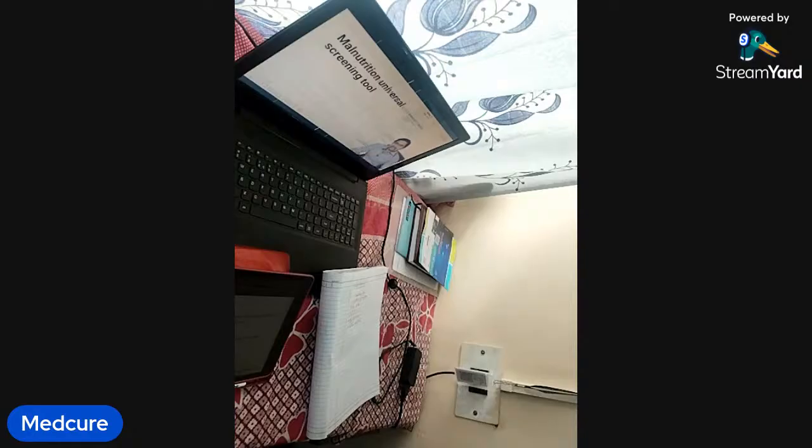The Malnutrition Universal Screening Tool takes into account the body mass index, the BMI, the weight loss score, and the acute disease effect score. These are the three things it takes into account. Once you calculate this, you get the overall risk of malnutrition, where a score of 0 is low risk, 1 is medium risk, and 2 or more is high risk.